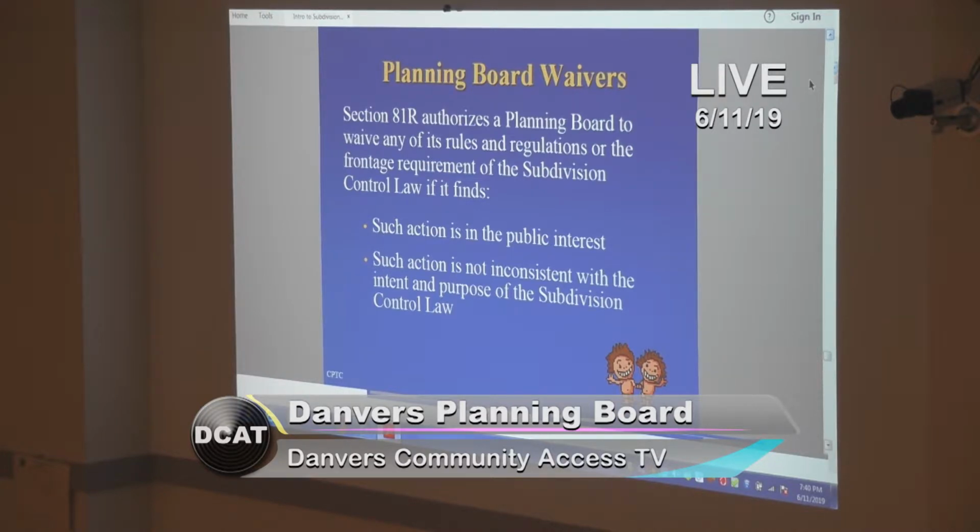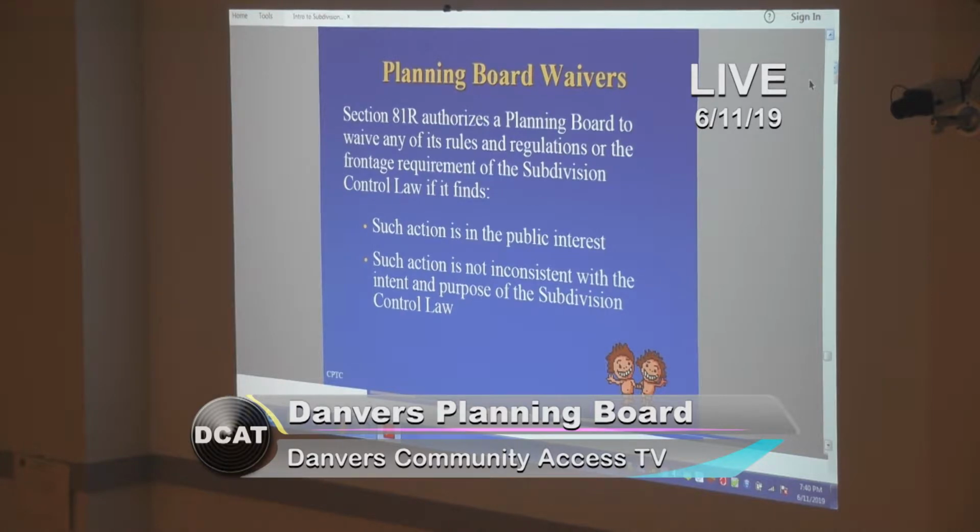That gives you, in turn, broader authority to impose conditions, even if those conditions aren't necessarily required under your rules and regulations, and the finding you have to make is that it would be in the public interest. So a lot of times you see waiver requests where people don't want to pave the road to 34 feet, as may be called for under the rules and regulations.